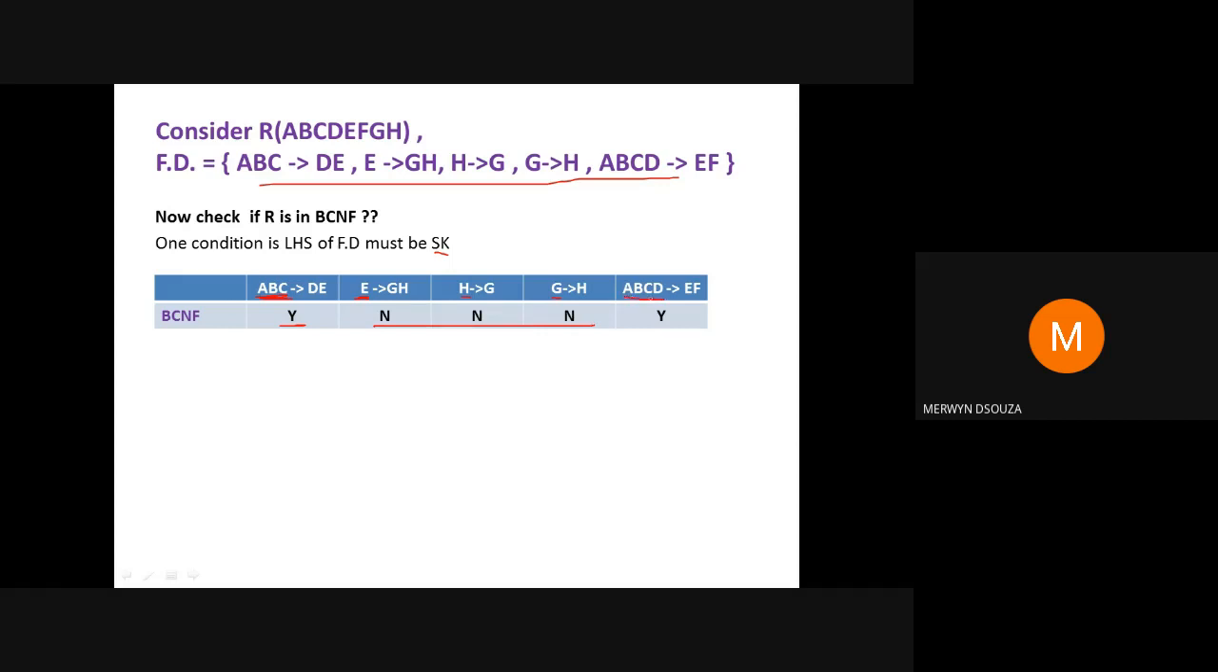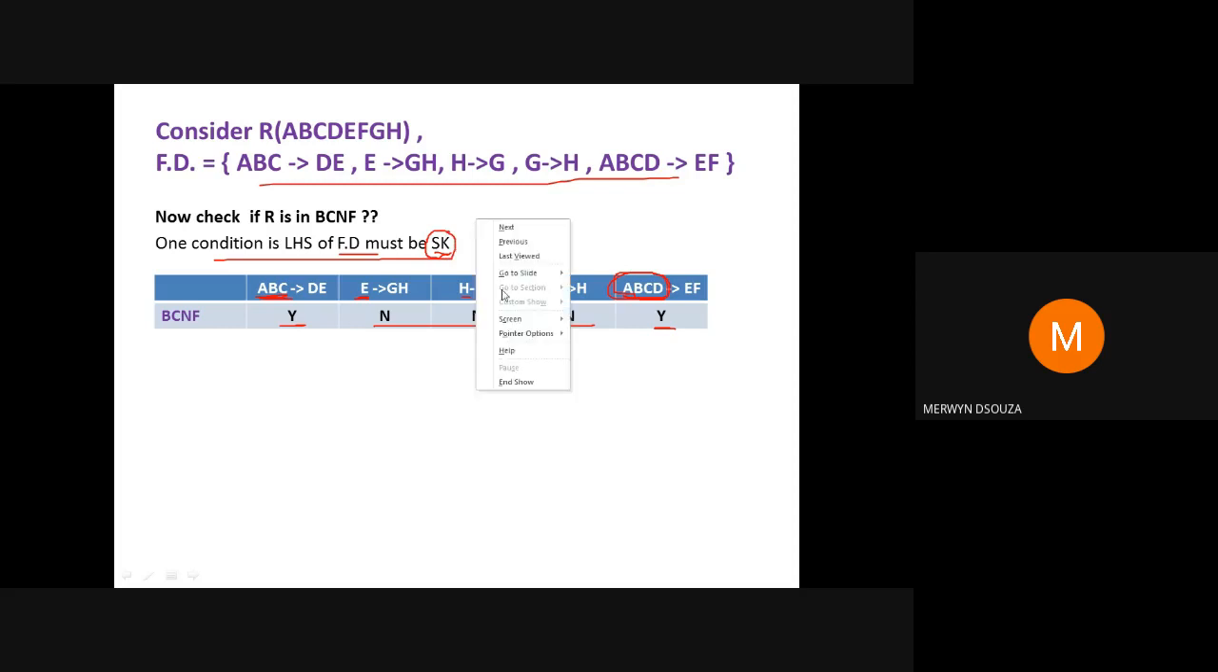Now ABC is a super key, so any combination with ABC will also be a super key. It's a candidate key also. If you don't remember, you can check out my video where I taught you about this topic. So again, this functional dependency is in Boyce-Codd normal form using this condition, that the left hand side of the functional dependency must be a super key.